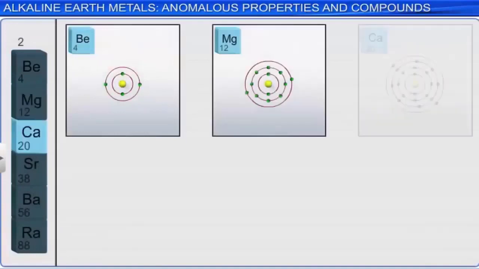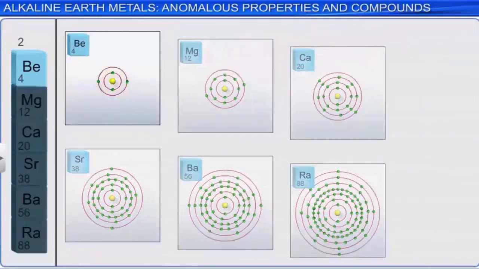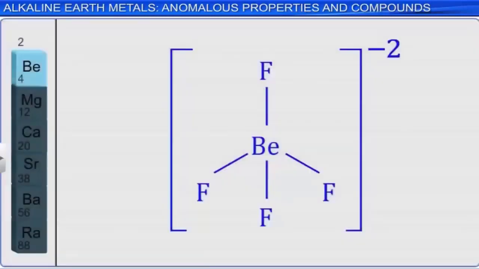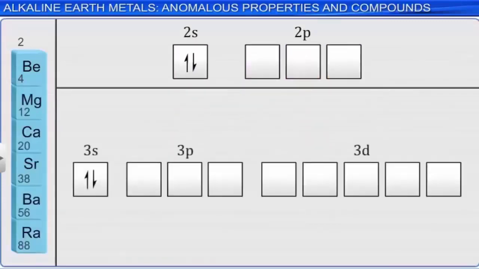This is due to the exceptionally small atomic and ionic radii observed for beryllium, as well as its high ionization energy and electronegativity compared to the other group 2 metals. Beryllium can achieve a maximum coordination number of 4. This is because there are a maximum of 4 orbitals in beryllium's outermost energy level, namely the 2s and 2p orbitals. The other group 2 metals can utilize the d orbitals to have a coordination number of 6.